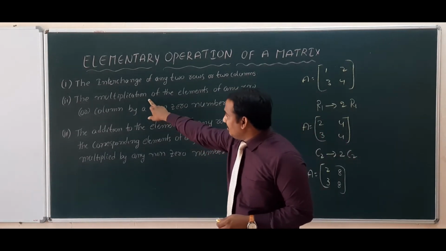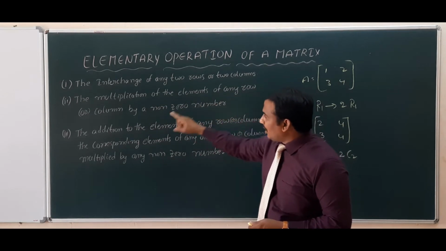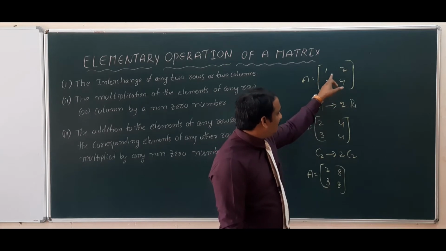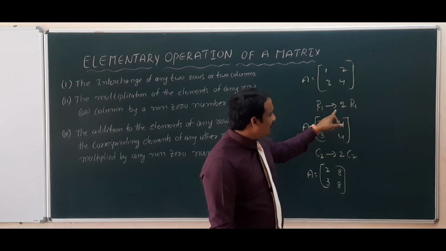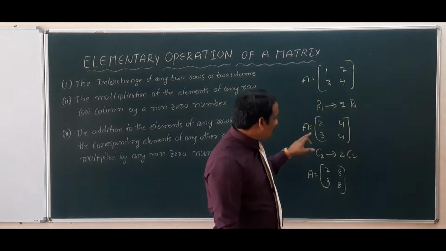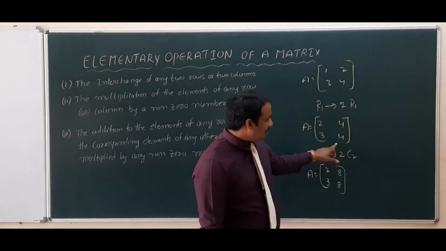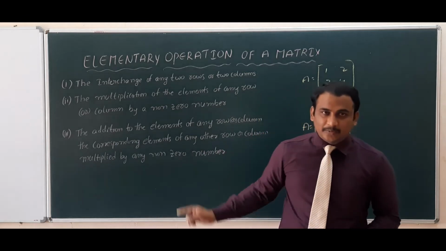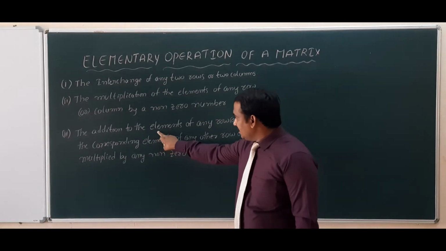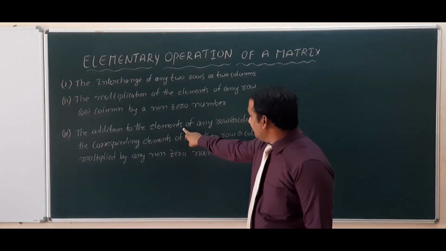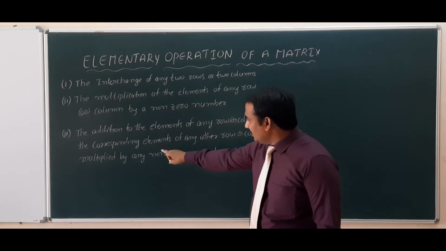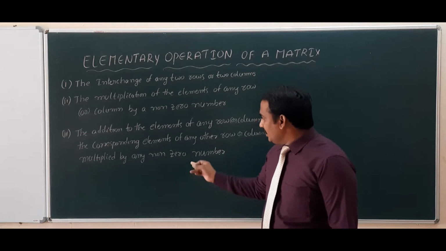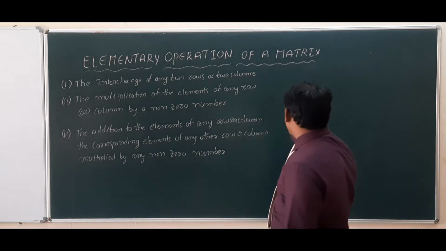The second operation is the multiplication of the elements of any row or column by a non-zero number. If you want to multiply only the first row by 2, you write R1 implies 2R1. If you want to multiply only column 2, you write C2 implies 2C2. Next we will see the third point: the addition to the elements of any row or column, the corresponding elements of any other row or column multiplied by any non-zero number. Now we will see an example.